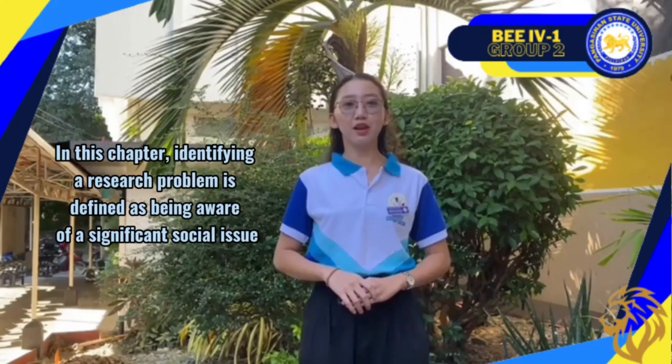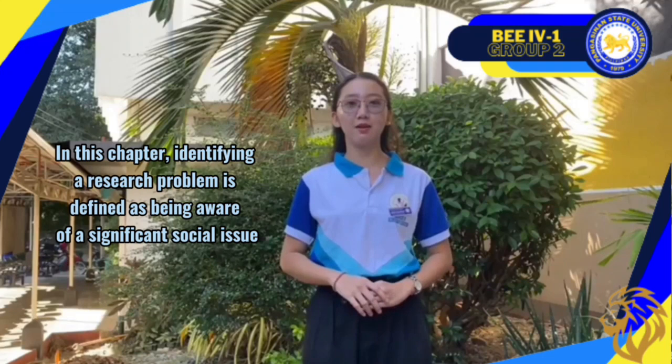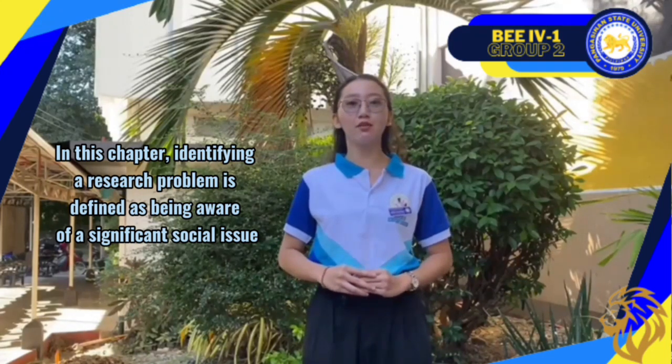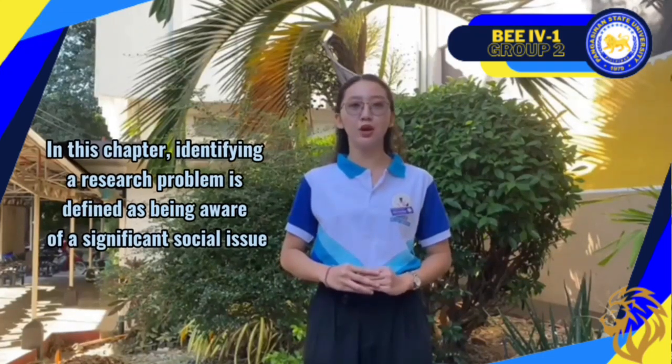As it establishes the researcher's goal for carrying out the study, problem identification is the first step in any research project. In this chapter, identifying a research problem is defined as being aware of a significant social issue, a phenomenon in society, or an idea that warrants further study since understanding it will take further examination.